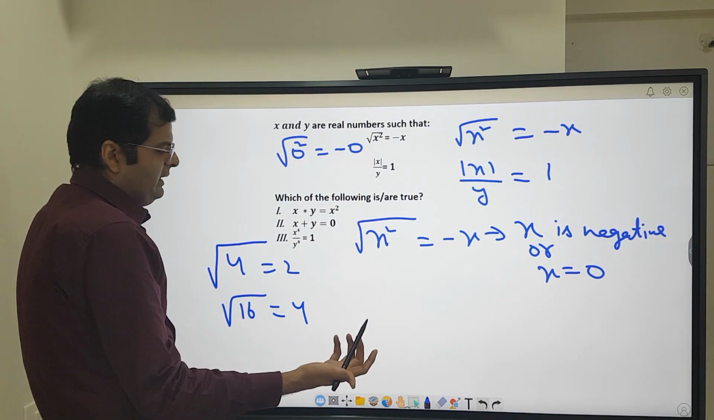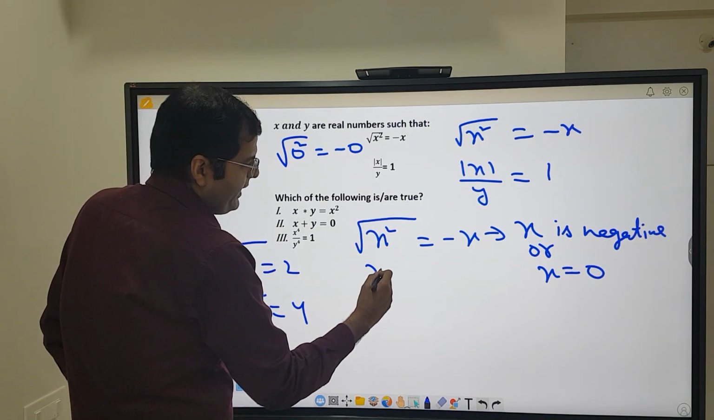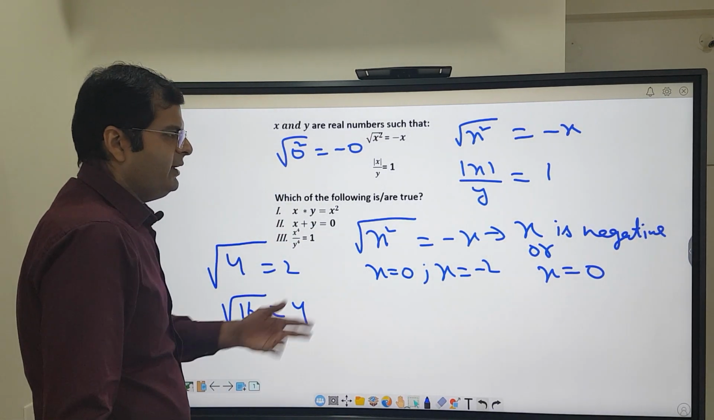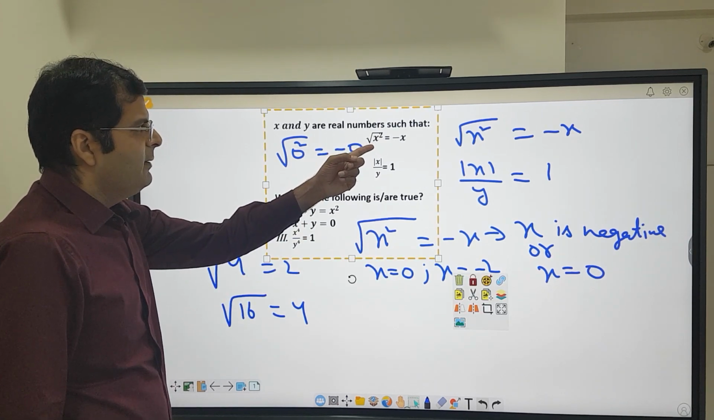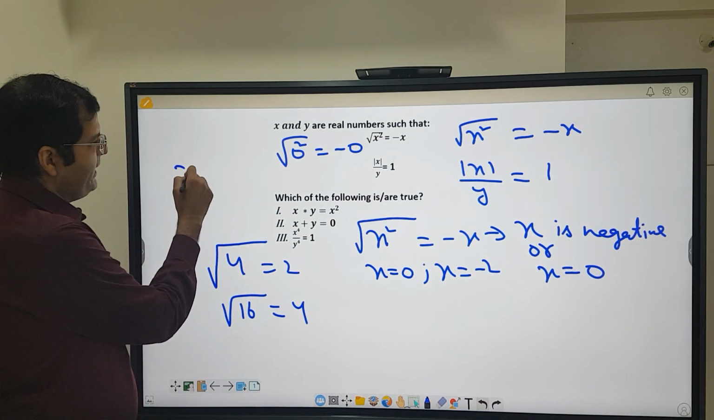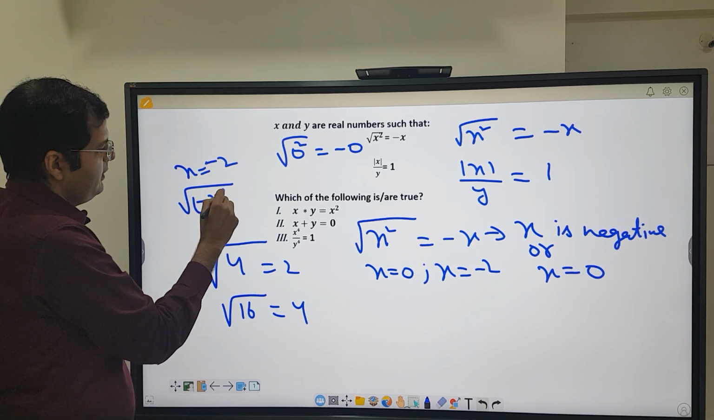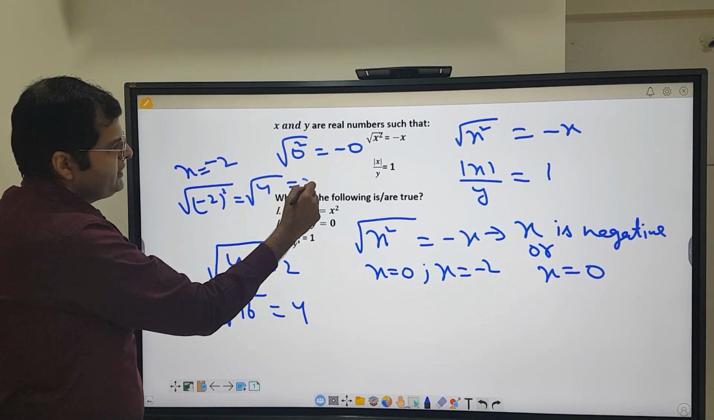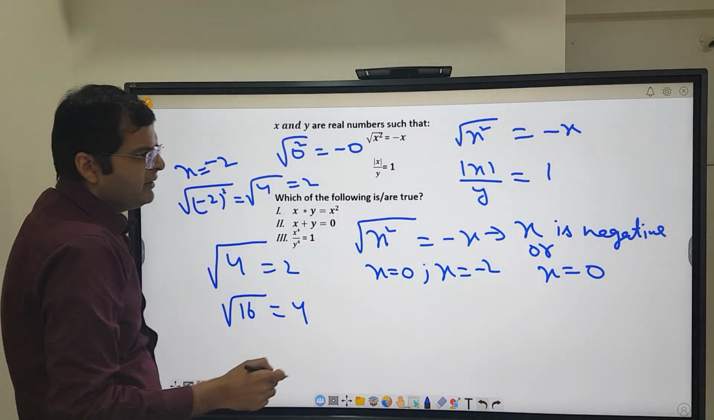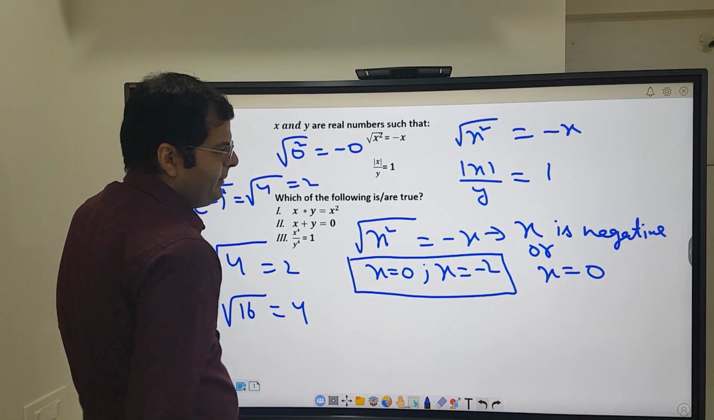So for our sake, we'll take two numbers. One of them is 0. I can take x as 0, and when x is negative, let us say x is minus 2. If you plug in, minus 2 square is 4, under root 4 is 2. So under root of minus 2 square is under root 4, equal to 2. And 2 is minus of minus 2, which is minus x, because x is minus 2. I am taking just two cases, x as 0 and x as minus 2. x can be any negative number.